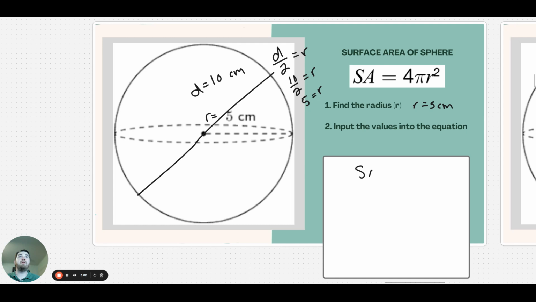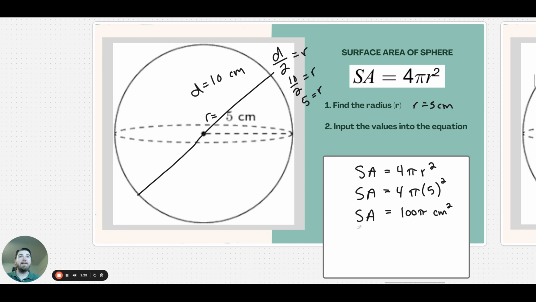And now we're just going to plug it into our equation. So it's 4 times pi times radius squared. And so when we do that, we get 4 pi times 5 squared. Now, since I'm using pi here, I could keep this in terms of pi. And so if I do that, it's just going to be 4 times 5 squared. And when I do that, 4 times 25 is just going to give me 100. So this would be 100 pi, and then that's centimeters squared. That would be if I wanted it in terms of pi.